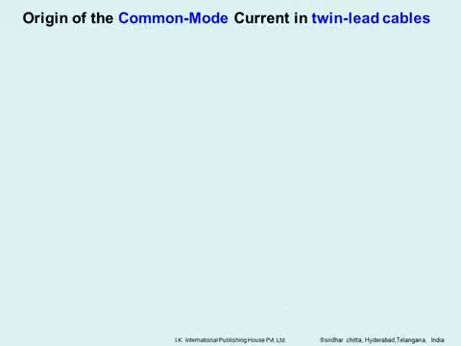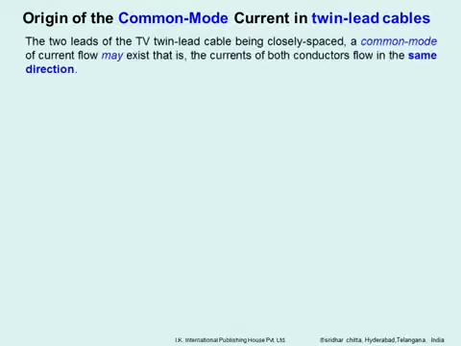We will now study the origin of the common mode component of current in twin lead cables. The two leads of the TV twin lead cable being closely spaced, a common mode of current flow may exist, that is, the currents of both conductors flow in the same direction.